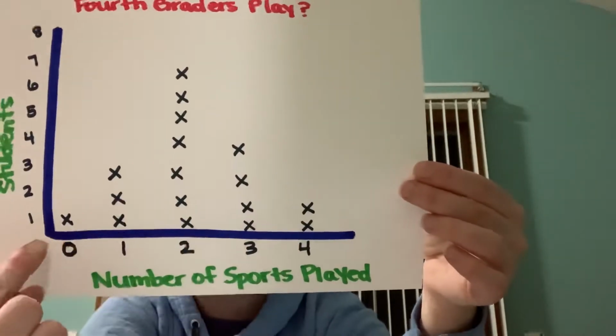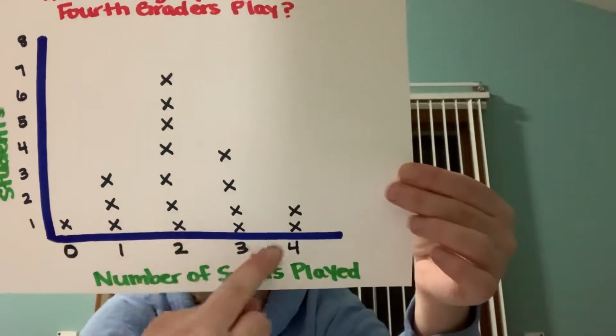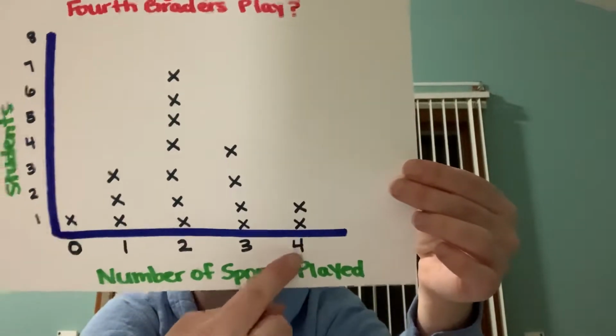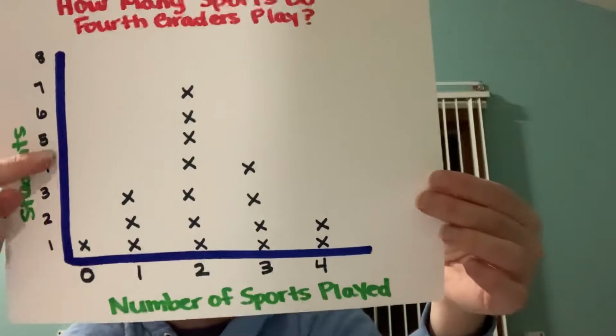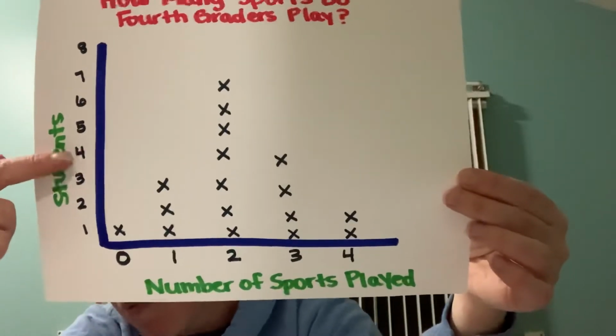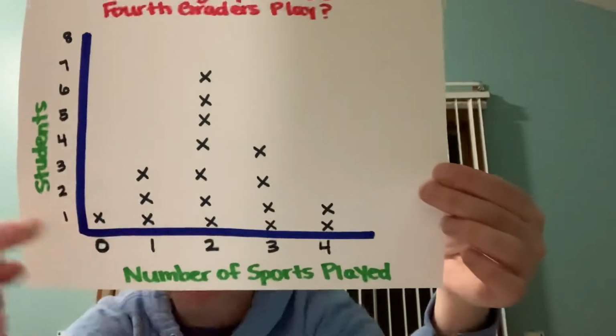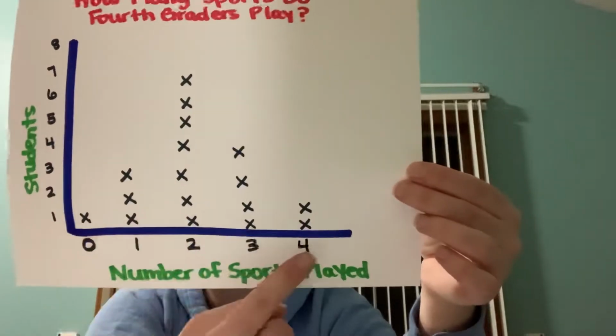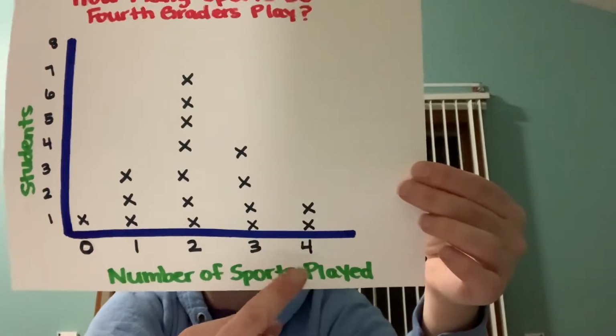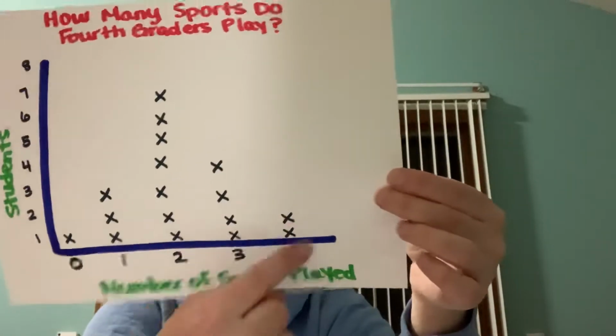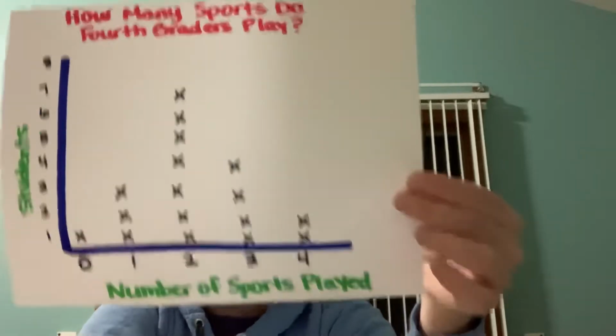Now notice, I looked at the 4 here for number of sports played and not here, because this 4 represents students, but they wanted to know how many students play 4 sports. So this is the part of the graph they wanted me to answer.